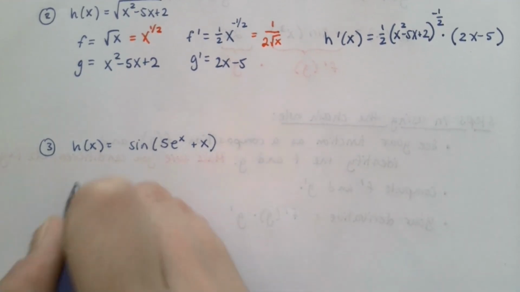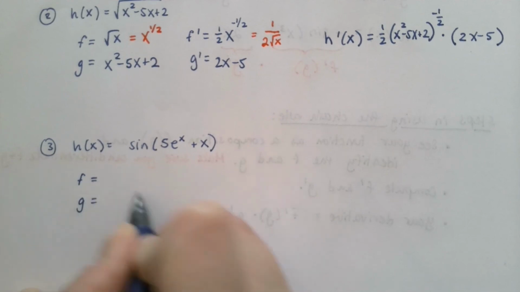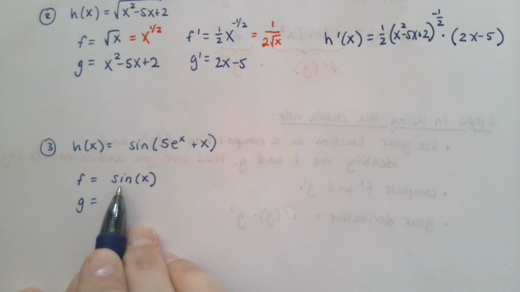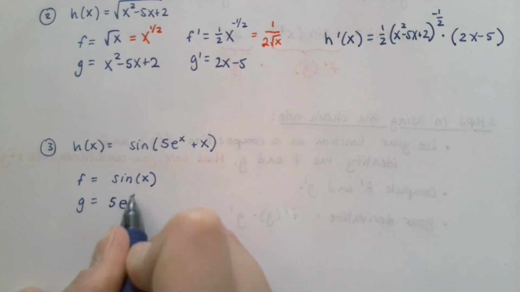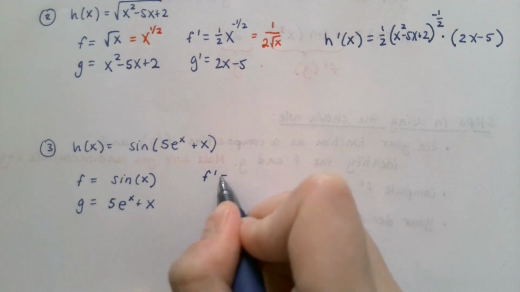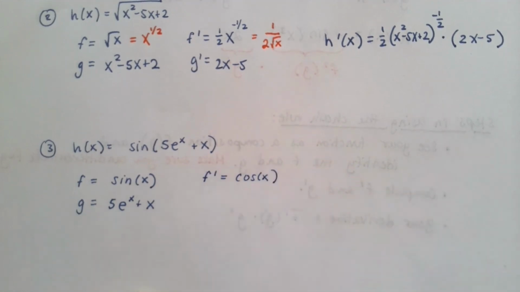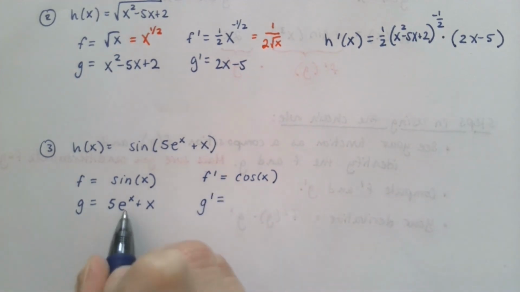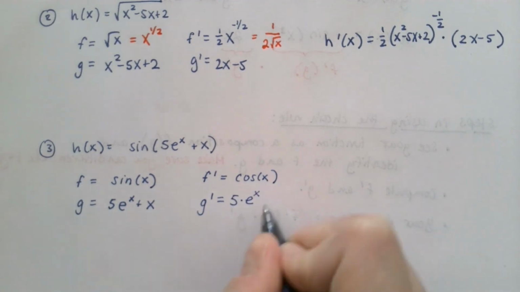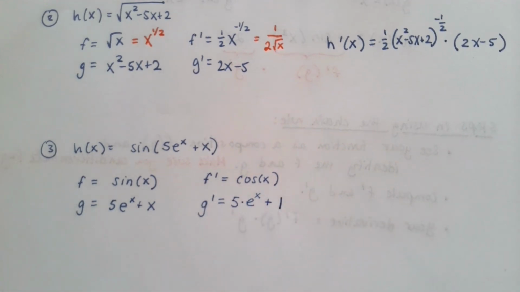All right, so again, I want to start by coming up with f and g. I'm going to say f is sine of x. This is one of those functions that looks like multiplication, but it's not. This is being input to the sine function. And then g is 5e to the x plus x. So when I plug this into the sine function, I get my original function. All right, so we have a derivative rule for sine of x, so that would be cosine of x. And remember, the derivative of cosine is negative sine. G prime: 5e to the x is 5 times the derivative of e to the x, so it's still just 5e to the x. And then plus the derivative of x, which is 1.